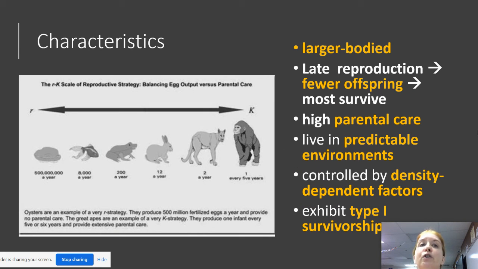So these tend to be larger bodied things. So penguins aren't. Most of the primates out there, lions, tigers, the big cats. Elephants are another example, so larger things.